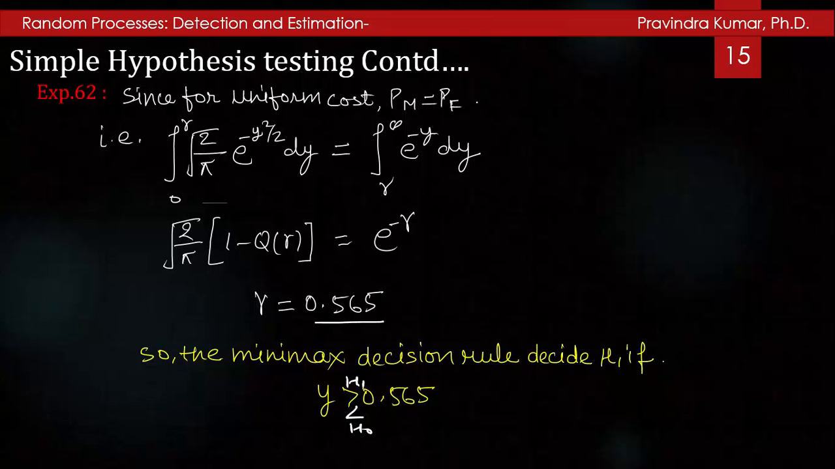So far in this lecture we have discussed the maximum likelihood detector, the maximum a posteriori probability detector, and the Minimax detector. This was the 12th lecture of the series on random processes, detection and estimation. In the next lecture we will discuss multiple hypothesis testing and composite hypothesis testing.